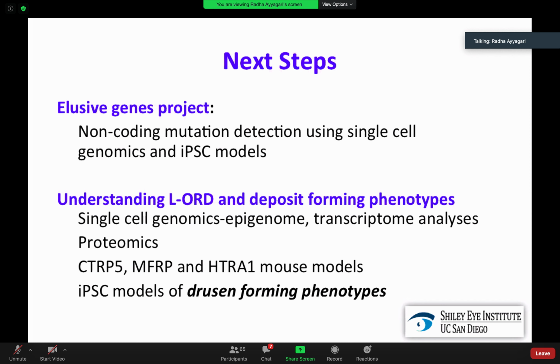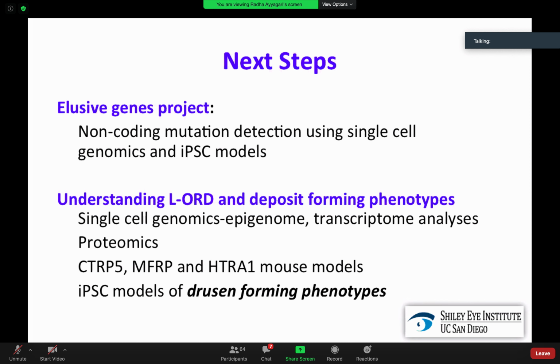Yes. MFRP disease is a recessive disease. Another interesting aspect is that CTRP5 is similar to adiponectin, which brings a different dimension to the whole story. CTRP5 has also been reported to be an activator of AMP kinase. CTRP5 interacts with and binds MFRP, and adiponectin also binds MFRP. So we are carrying out studies to understand this.